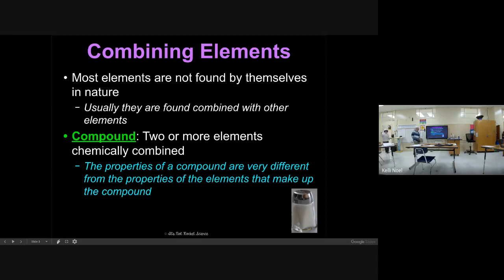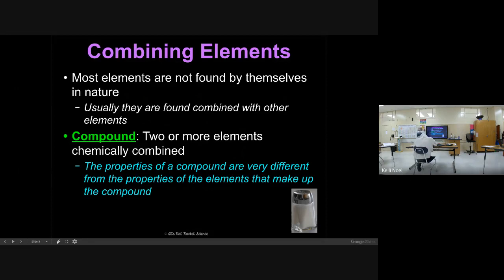Right, so when we're talking about chemical bonding, we're talking about elements combining with each other. In nature, most elements are not found by themselves. Remember on the periodic table, if they're in the last column, column 18 or 8A, they'll be by themselves. They have 8 valence electrons. They do not want to be paired up with any other element. But any other element typically is found combined with other elements, and we call this a compound.